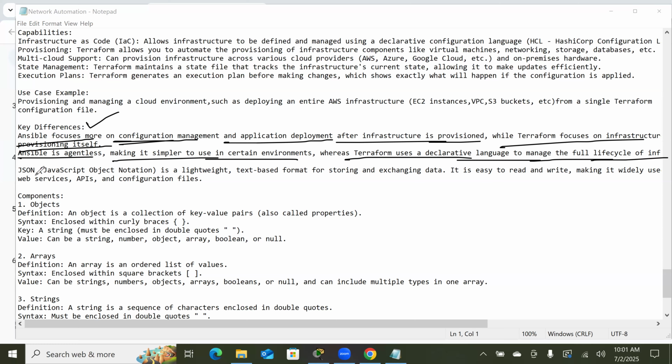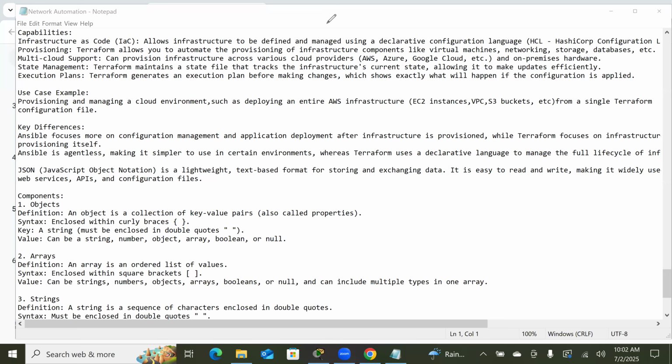It uses a language called JavaScript Object Notation, JSON. It's a lightweight text-based format for storing and exchanging data, and it is really easy to read and write, making it widely used for web services, APIs, and configuration files. So this is what network automation is about.